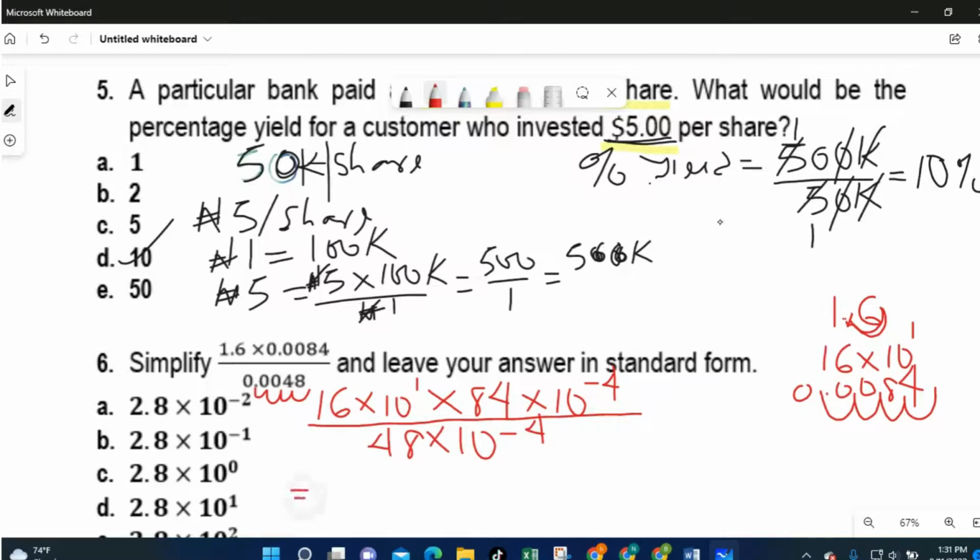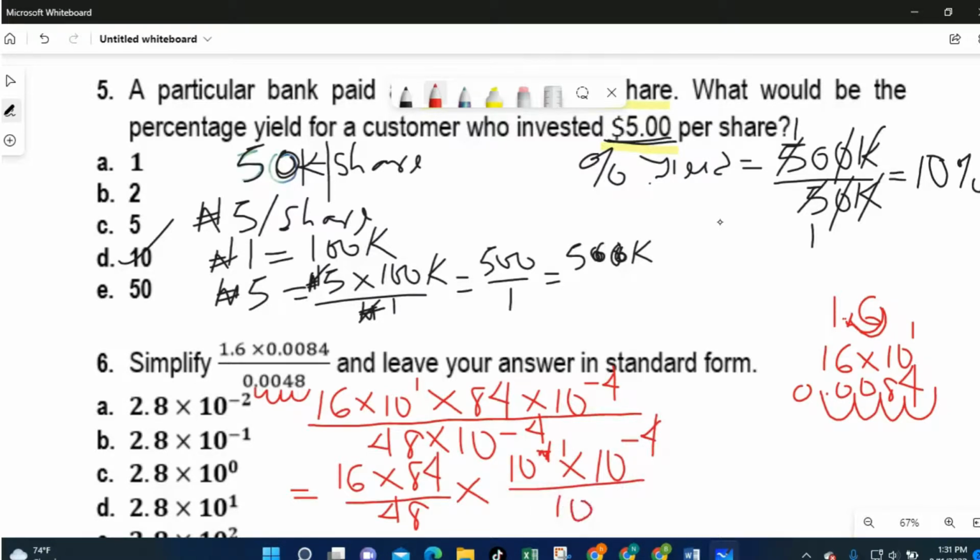The next step is to isolate the powers from the main number. So this will give us 16 times 84 all over 48 times 10 raised to power minus 1, 10 raised to power 1 multiplied by 10 raised to power minus 4. And all of them will be divided by 10 raised to power minus 4. Now we are going to apply the laws of indices here to make our solutions very, very easy.